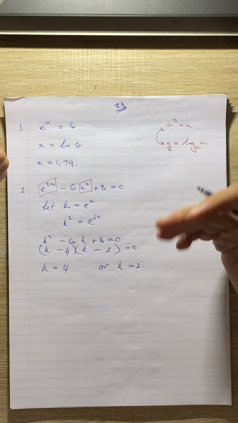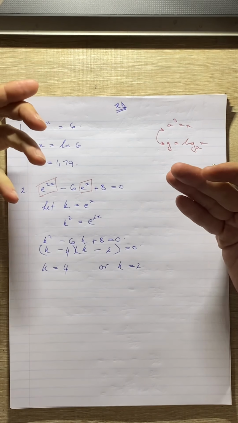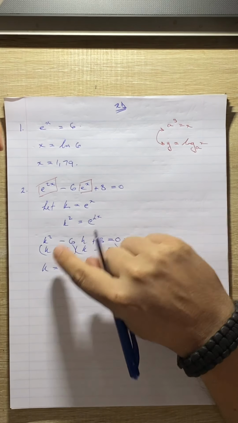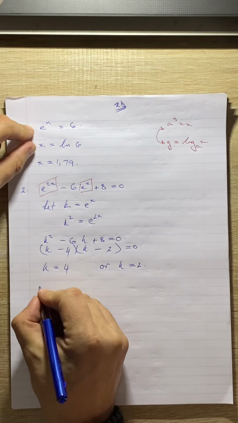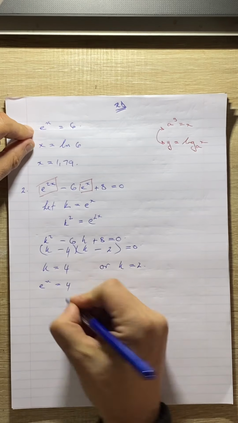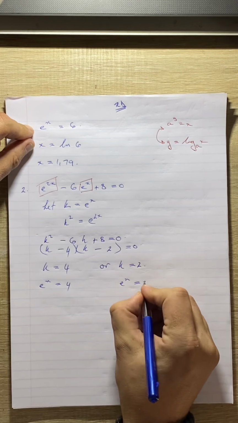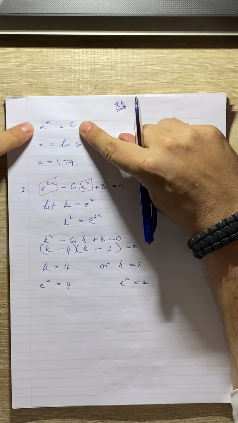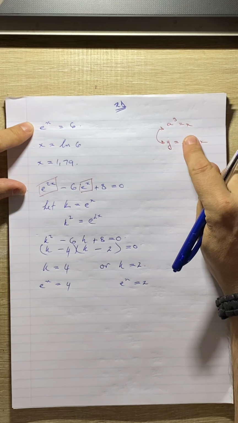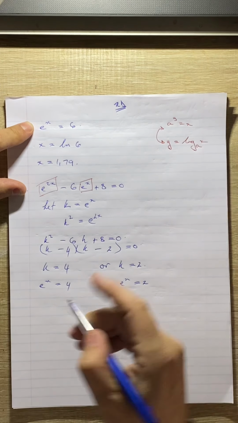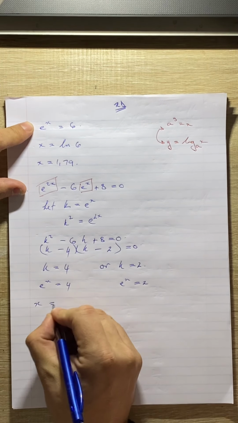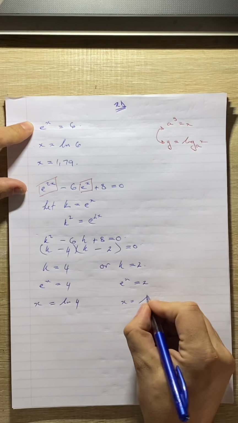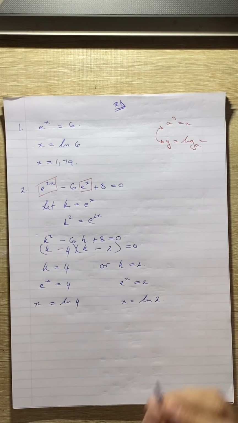Okay, but you remember what the question was? The question was to solve for x, and we solve for k. So now I must back substitute. So we know what k is equal to. It's e to the x. So here we get e to the x is equal to 4. e to the x is equal to 2. I'm at this stage now where I'm going to reverse it to put it into ln form or log form. So we get x is equal to ln 4. x is equal to ln 2.